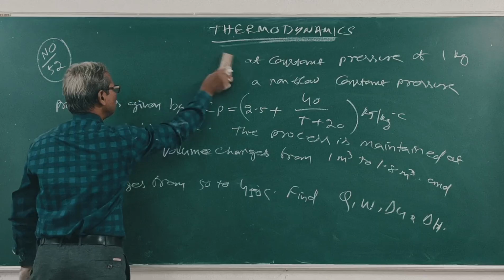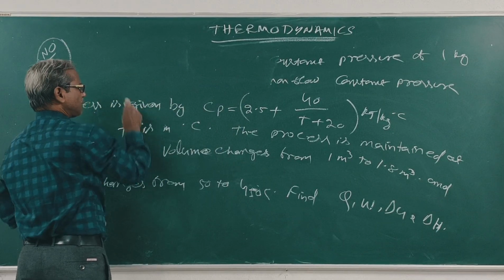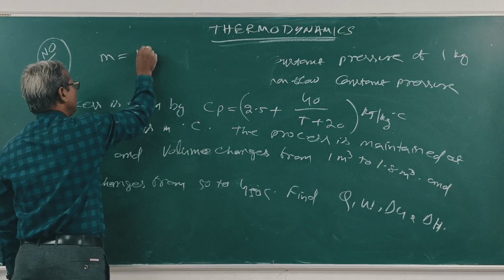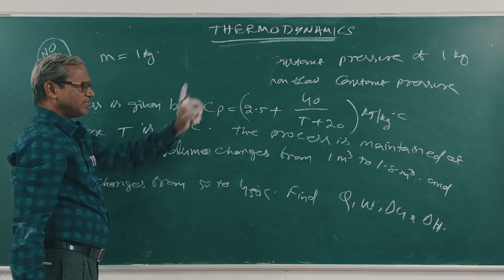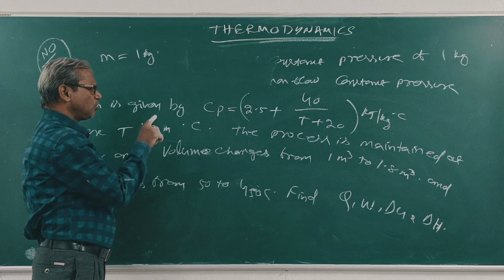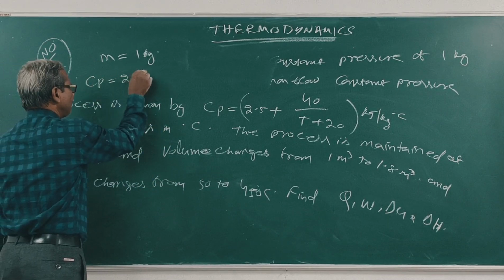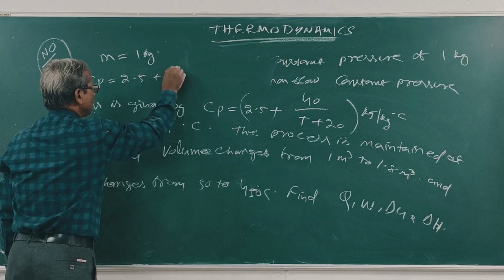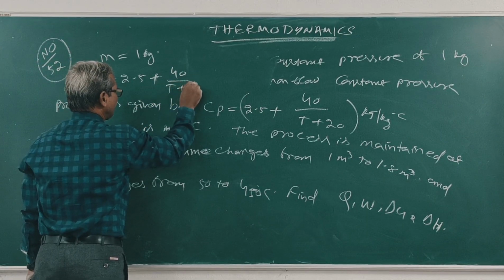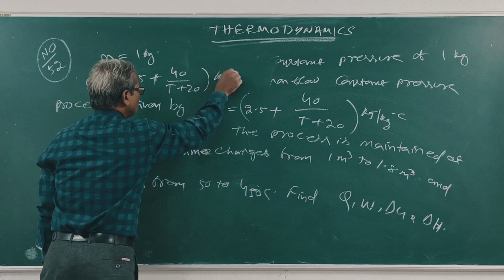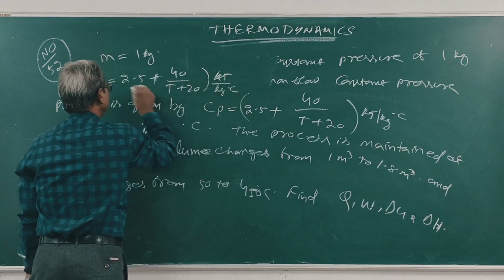Now, mass. What is mass? M is equal to 1 kg. 1 kg mass. Cp is equal to 2.5 plus 40 by T plus 20 kilojoule per kg degree centigrade. Cp.